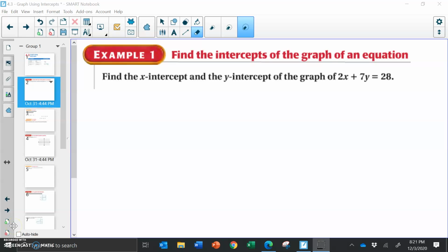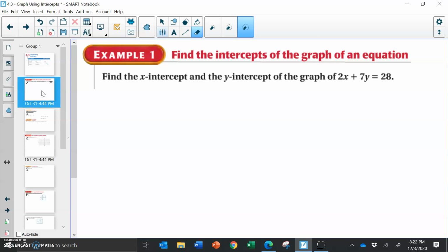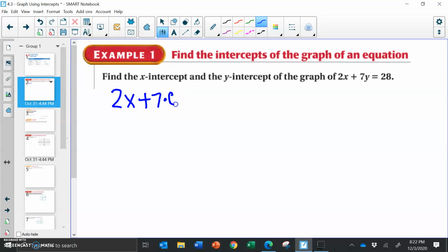In example 1, we are going to find the x-intercept and y-intercept of the line 2x plus 7y equals 28. On the previous slide, we saw that the x-intercept occurs when the y value is 0, and the y-intercept occurs when the x value is 0. We can use that information to calculate our intercepts without graphing. So to find the x-intercept, I will simply plug in 0 for y and solve my equation.